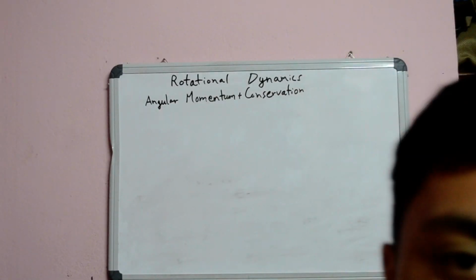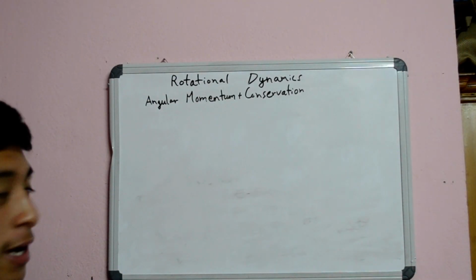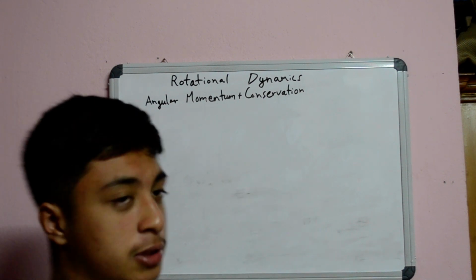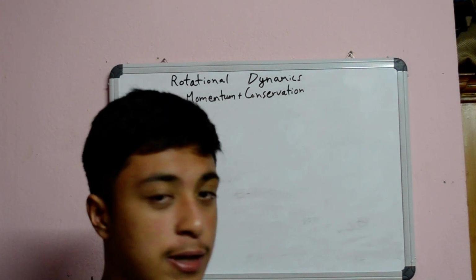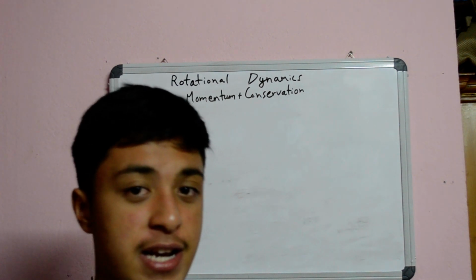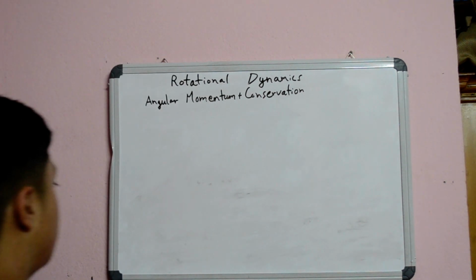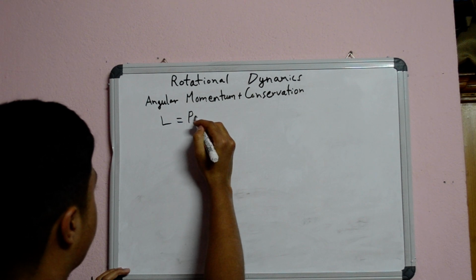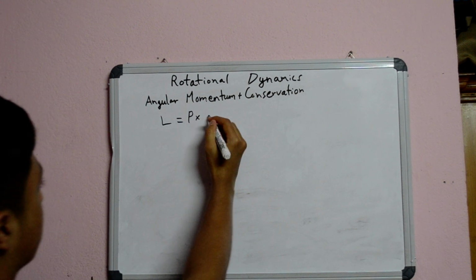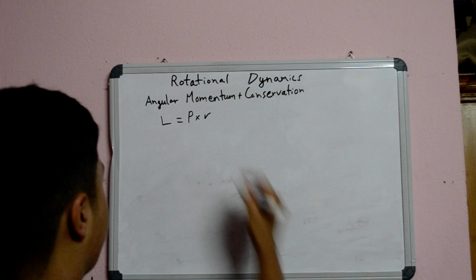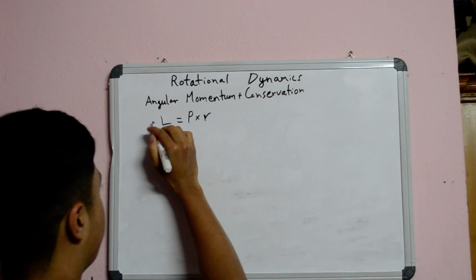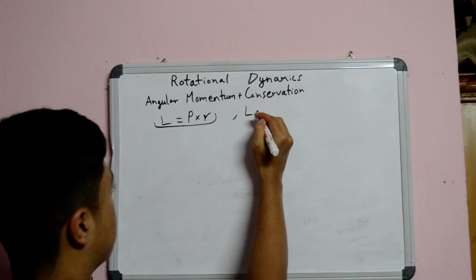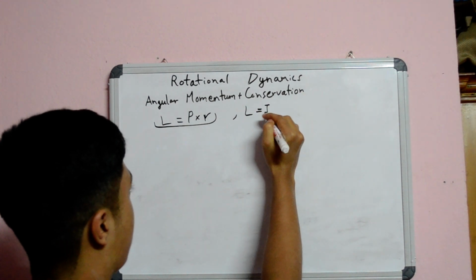Hello everyone, welcome to rotational dynamics, angular momentum and its conservation. Here angular momentum is defined as the moment of linear momentum. So that is L equals P into the perpendicular distance r. Here we're going to prove that angular momentum is equal to I omega.